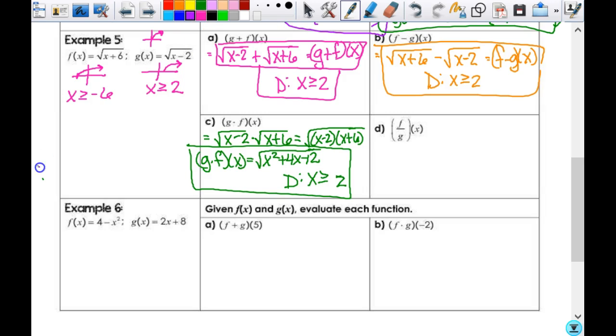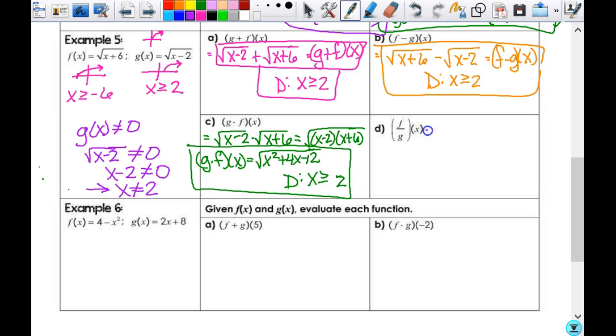So now I have to look at my denominator. So g of x cannot equal 0. The square root of x minus 2 cannot equal 0. Therefore, x minus 2 cannot equal 0. So x cannot equal 2. This is an additional restriction. Or is it? Is this going to make my domain different than what it's been? Yes, because I was able to include 2. Now they're saying, nope, you don't get to include 2 anymore.